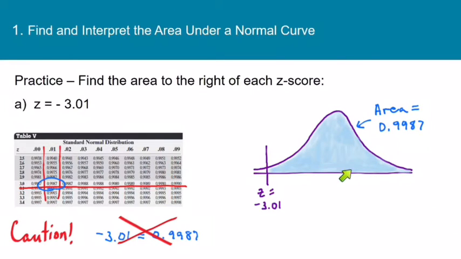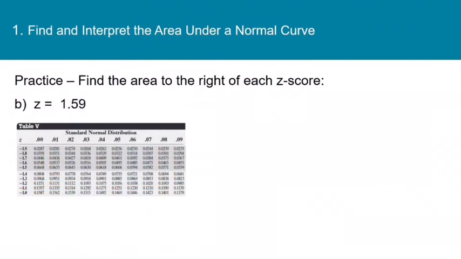If you don't want to draw this in your show work window, and I understand why you would not want to try to draw this using the mouse, you can write it like this. You can just type out area to the right of z equals negative 3.01 is 0.9987. This is acceptable, but to put an equal mark between these two numbers like this is not acceptable. And now let's find one more area to the right.